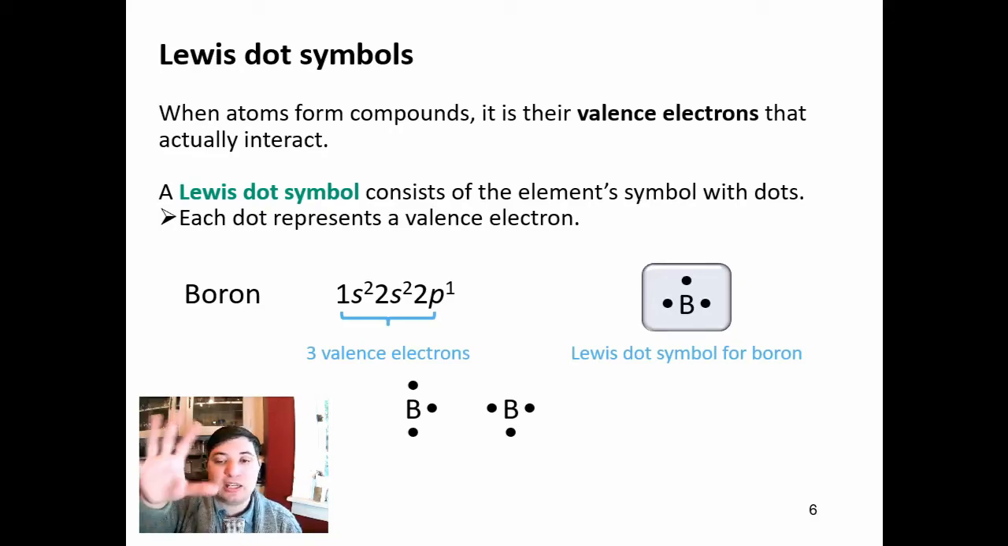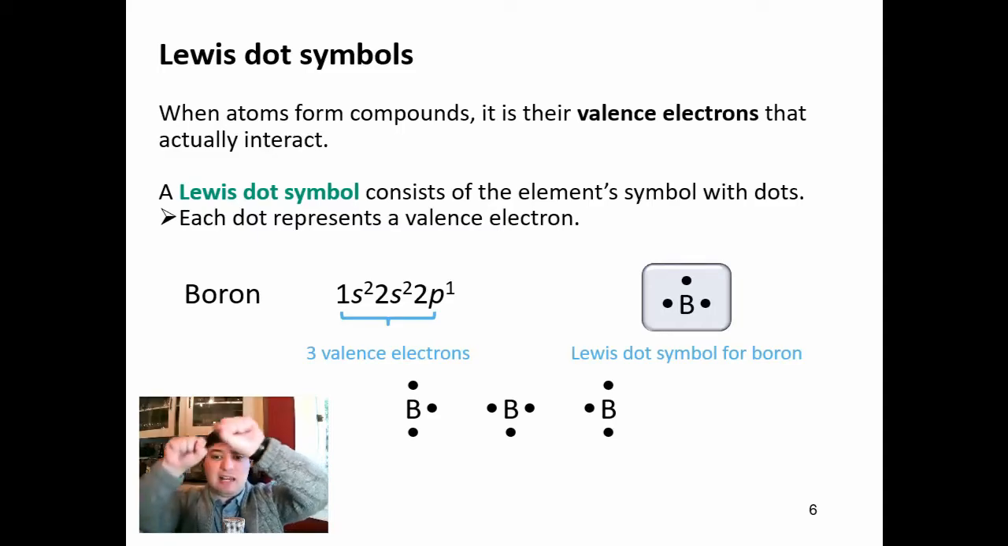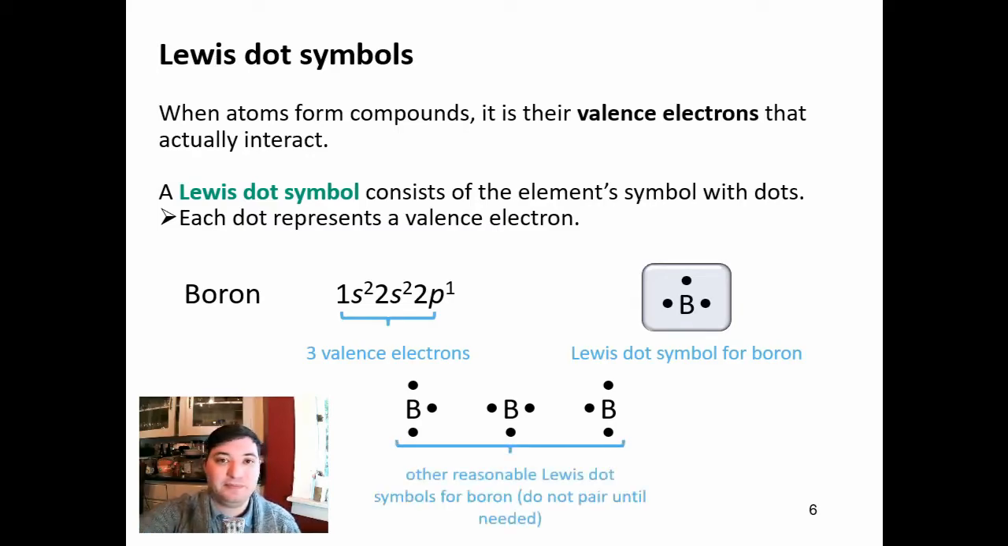And the location or orientation of those dots does not matter. So we can put them really anywhere. The one thing you should not do is pair them up. So you shouldn't have 2 dots on the same side, top, side, or bottom. We only pair them up after 4 electrons because we have 4 sides, 4 electrons.